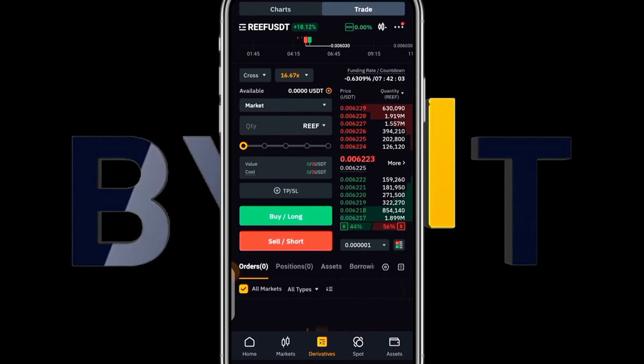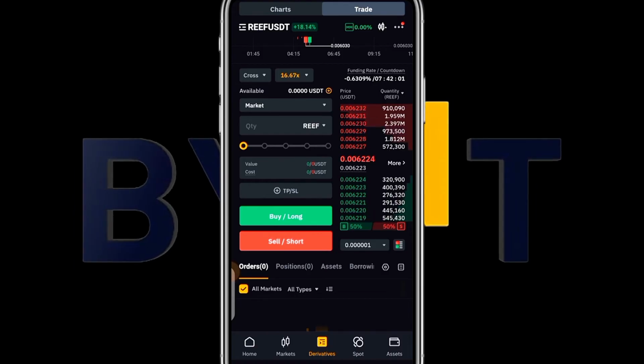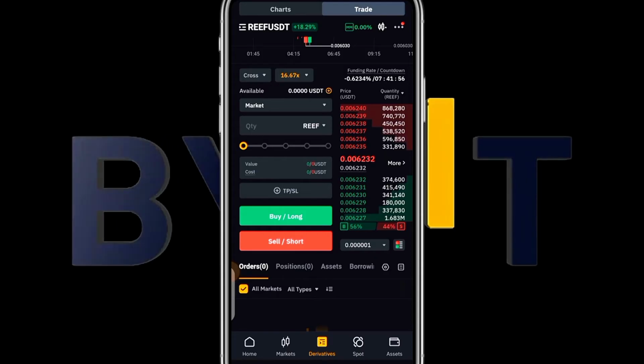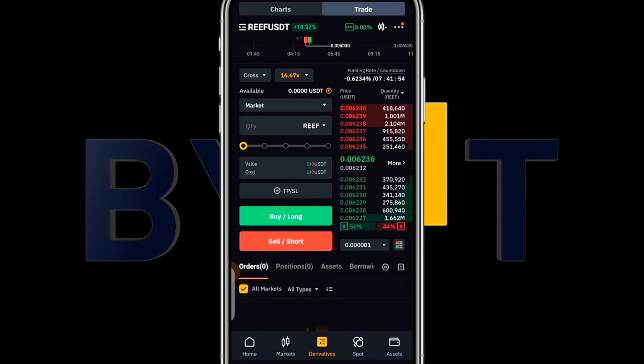After that, you are going to see more of the interface. From here, this place they wrote market is where you are going to be putting how you want to enter the trade.